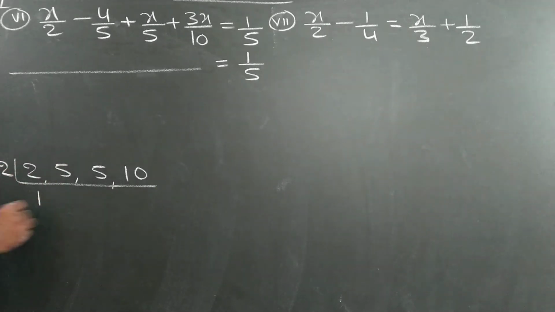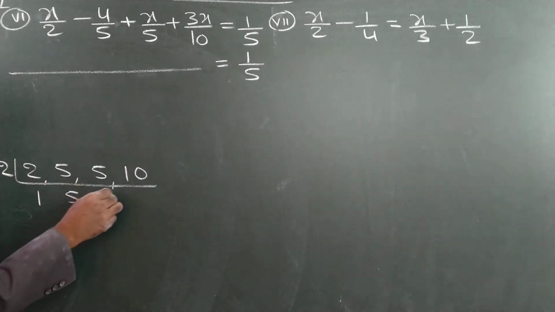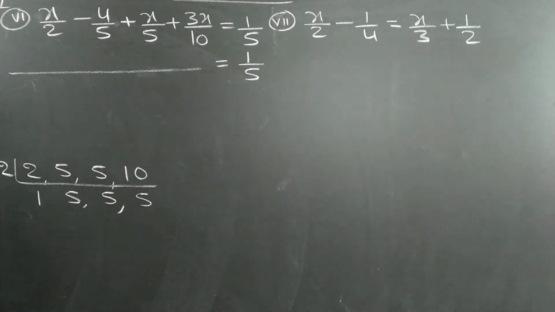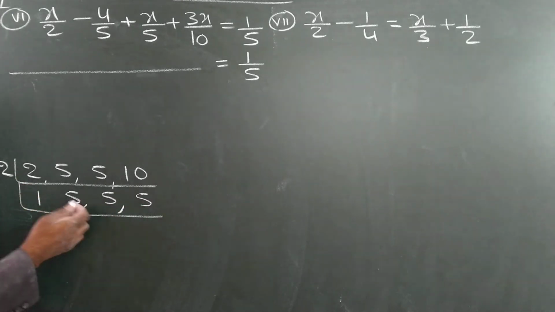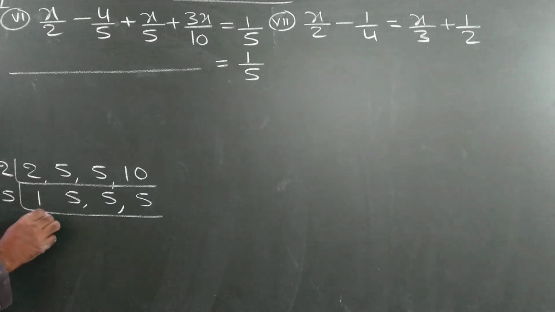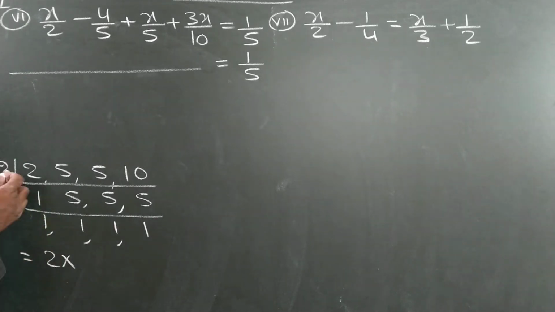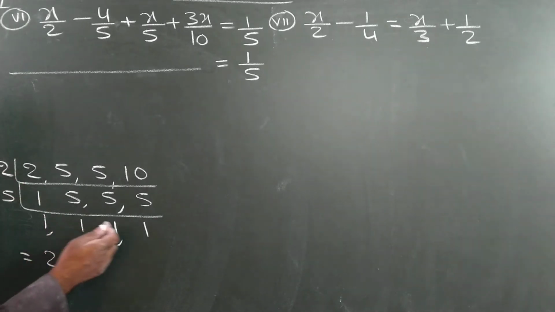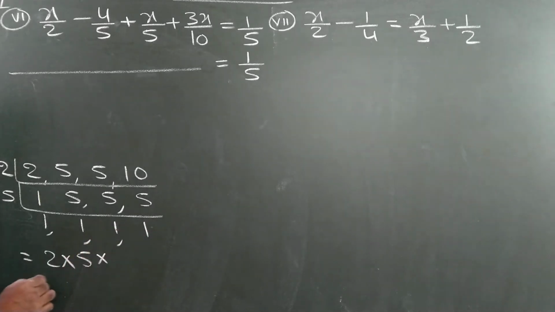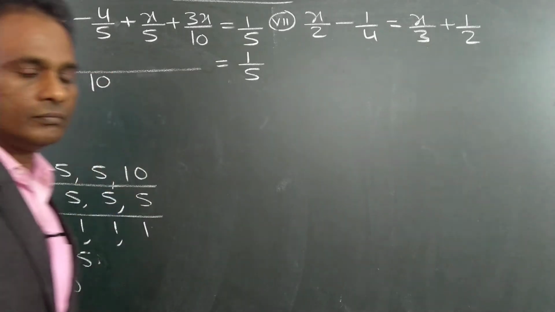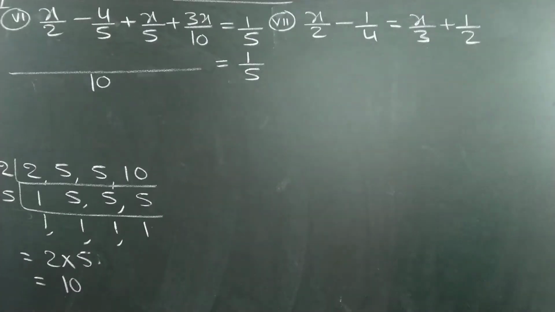2, 2 ones are 2. 5, no. 5 no. 2 5s are 10. Next, 5, 5 with 5, this one, no, same. 5 ones are 5. So what is the LCM? 2 into 5 into 1 into 1 into 1 is 10 only. 2 5s are 10, LCM. Write the numerator.